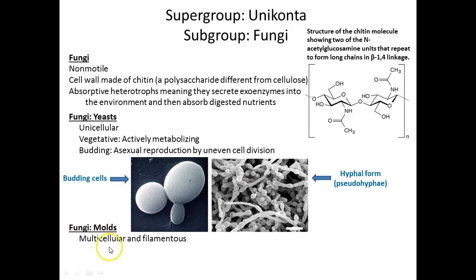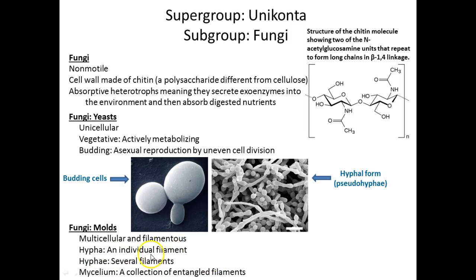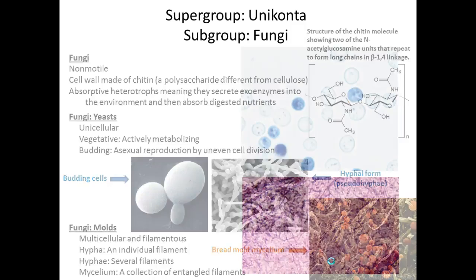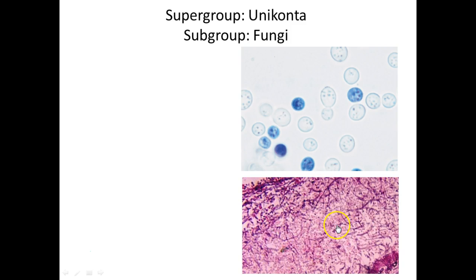Where molds themselves are multicellular and they are filamentous. So an individual filament we refer to as the hyphae. Hyphae is several of them, right? And that collection, that entanglement that you would see, that feathery looking, is the mycelium. Right, so that whole big mass of it together. So, and this is, you can see all those filaments, right? See all those lines, right? That's lots and lots of hyphae. Where you can see individual cells here for our yeast.